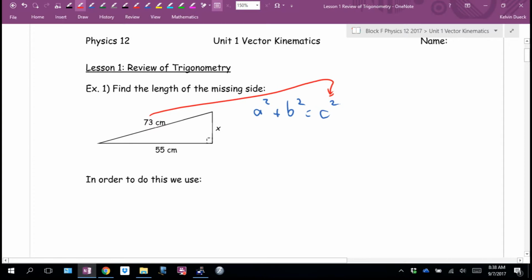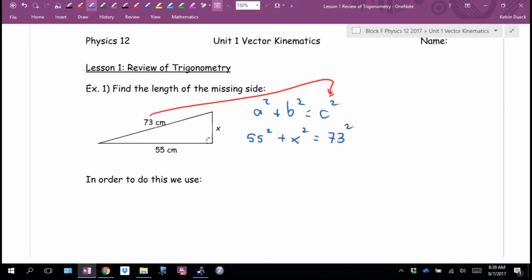I will never write this step again. I will go straight to numbers. So I would normally have just written, we have 55 squared plus x squared equals 73 squared. We need to get the x squared by itself. How, oh pray tell? Minus the 55 squared. That would get the x squared by itself.